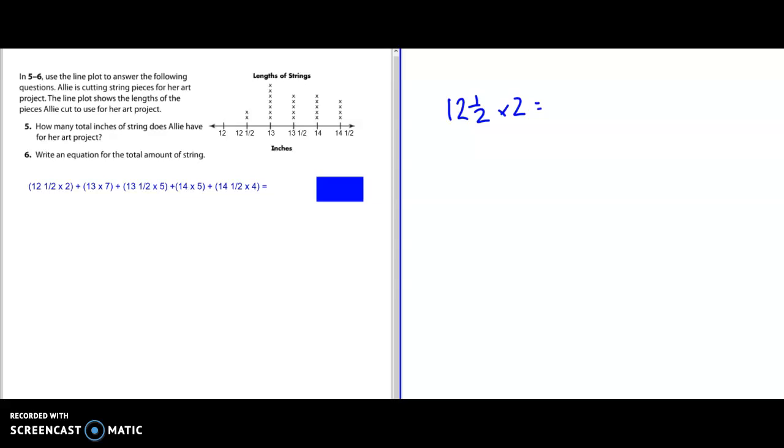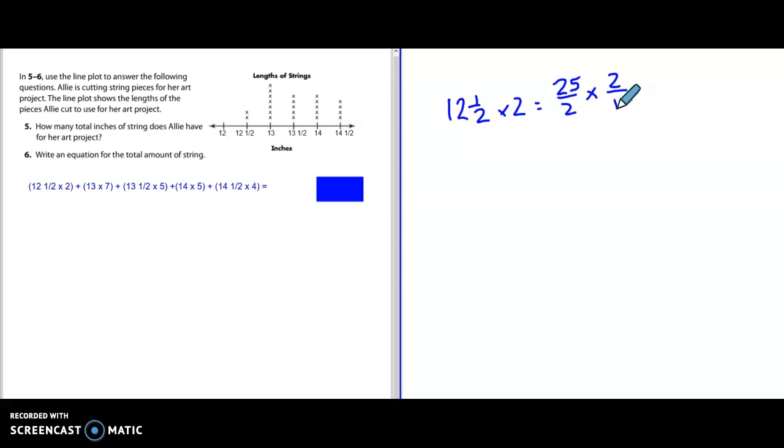Okay, so if I were going to use multiplication to do this, I would have to change these into improper fractions, okay? So 12.5 would change to 2 times 12 is 24 plus 1 is 25. So you would have 25 halves times 2. Because it's a whole number, we have to put it over 1. So then looking at this, 25 times 2 is 50 divided by 2.